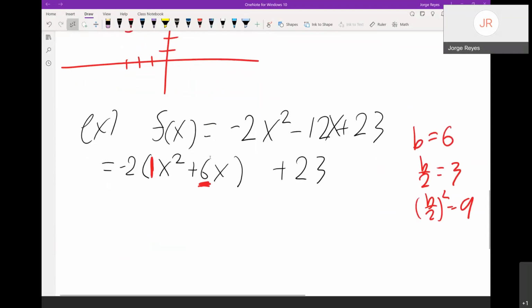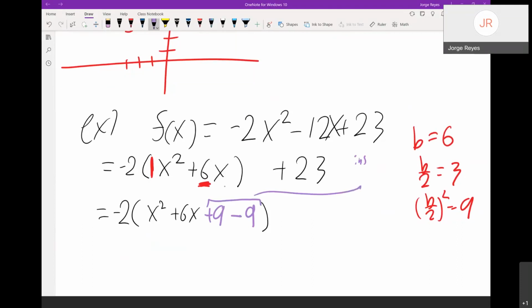So we're going to add and subtract 9. But again, remember, you have to be careful because you have to do it inside this parenthesis. So negative 2 parentheses, x squared plus 6x plus 9 minus 9. I'm going to especially write it down inside the parentheses. And the 23, again, I'm just carrying it. It's off to the right. We don't do anything with it.